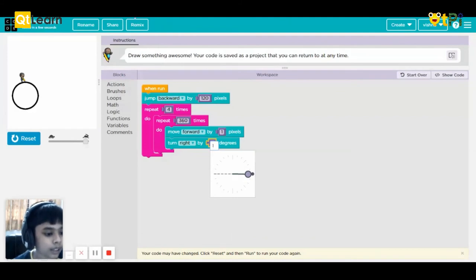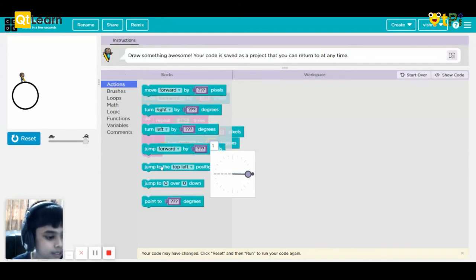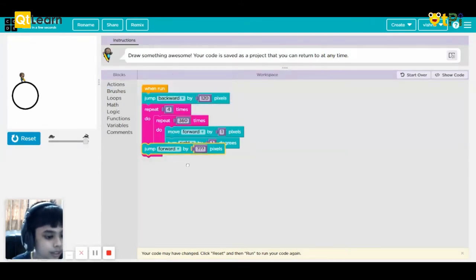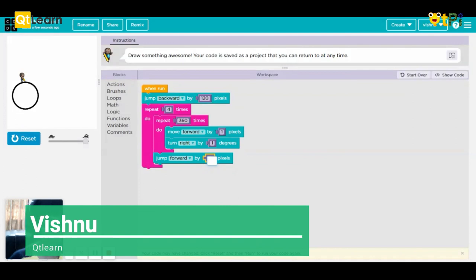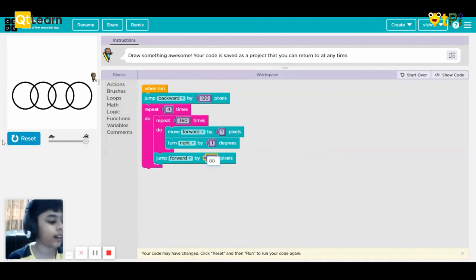And now we have to fetch the jump forward block in the actions and make the pixels 80. And see, now our Audi car symbol is ready. How exciting!